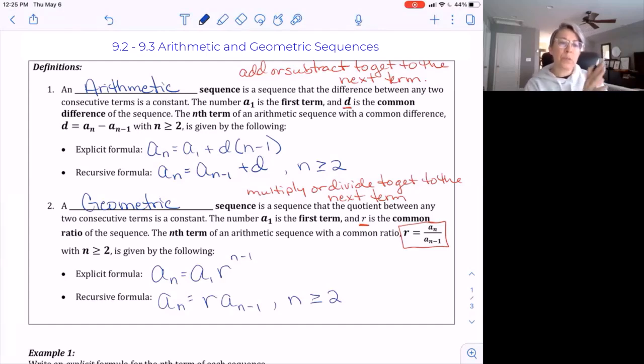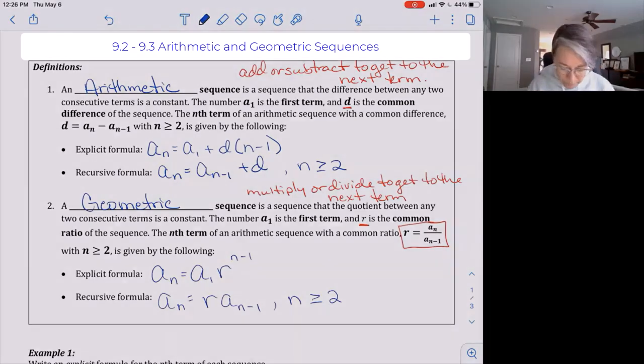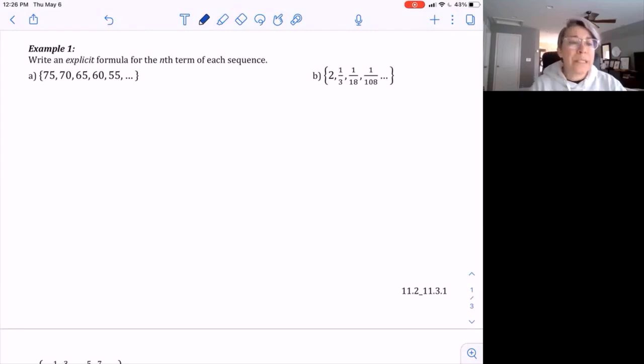So again, notice the difference between arithmetic and geometric. The arithmetic explicit formula is a linear equation, whereas the geometric is an exponential. So let's look at some examples. We want to write an explicit formula for the nth term of each sequence, which means we first have to determine, is it a pattern that is linear, where you're adding or subtracting the same number every time, or is it exponential, where you're multiplying or dividing by the same number every time?